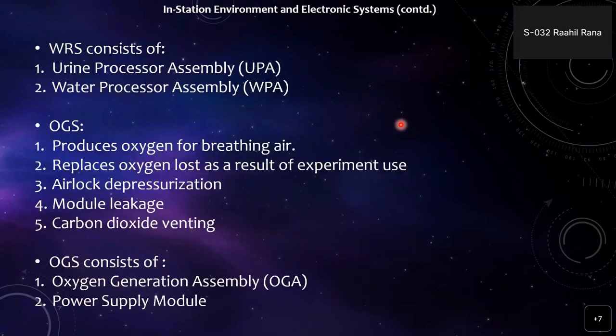Now, the water recovery system consists of the urine processor assembly and the water processor assembly, and the oxygen generation system consists of the oxygen generation module and the power supply module. The main operation is to produce oxygen for breathing, replace oxygen, and meet all the basic life needs on board, and also handle airlock depressurization and venting of carbon dioxide, etc.